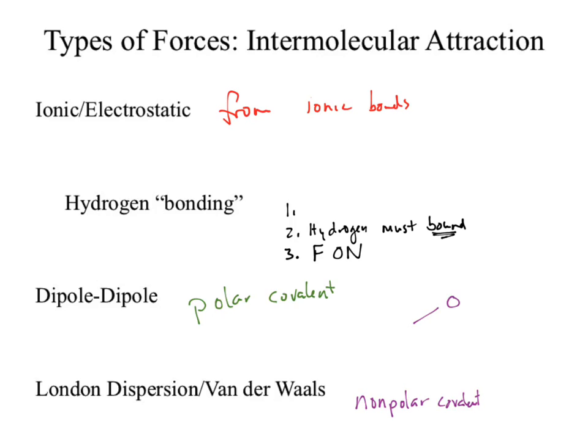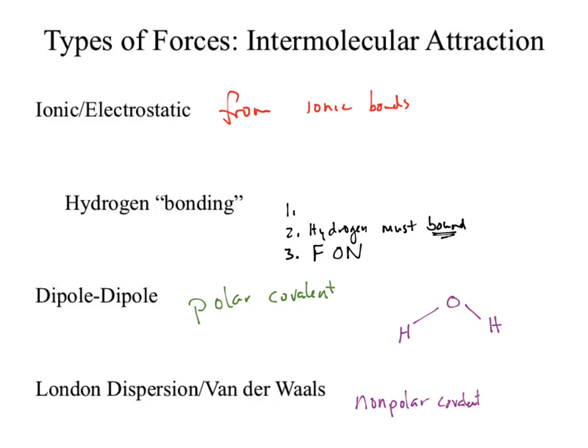Okay, so when I look at water, do I have hydrogen? Do I have hydrogen bound to fluorine, oxygen, or nitrogen? Yeah. So do I have hydrogen bonding? Oh. Why not? I know what it is, but, well, because of the partial charge that it's giving off of the oxygen. Why is there no hydrogen bonding?